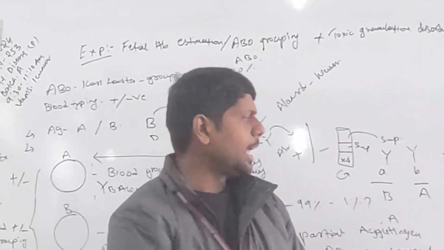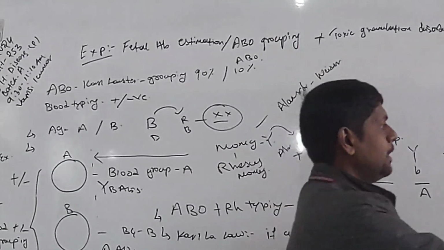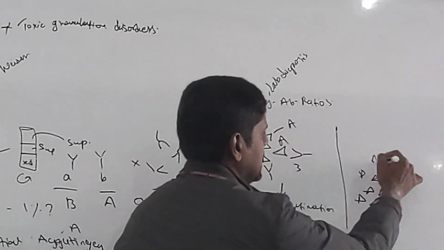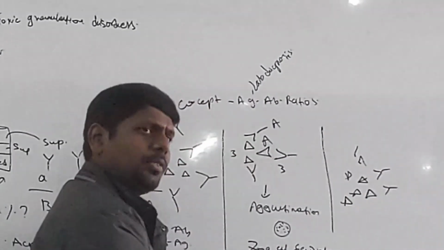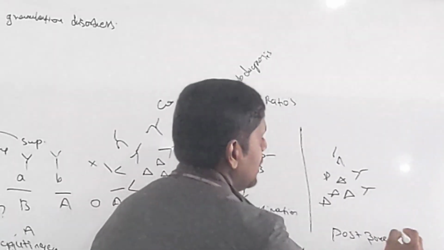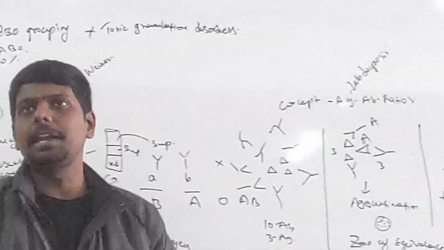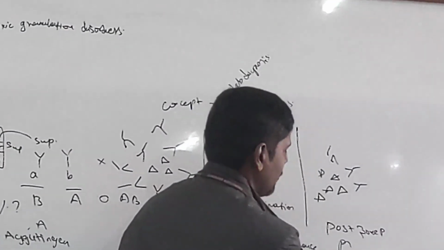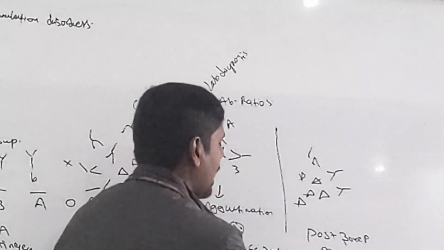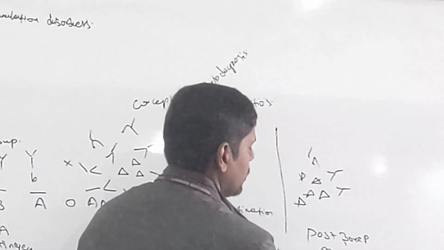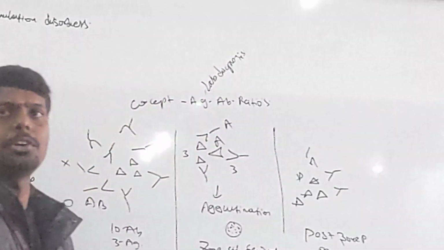Got it? Similarly, on the other end of the spectrum, the antigens will be more and antibodies will be less. This phenomenon is called post-zone phenomenon. In this, again we won't see any reaction. In post-zone phenomenon, here also no reaction will be seen, hence we will get false negative results.